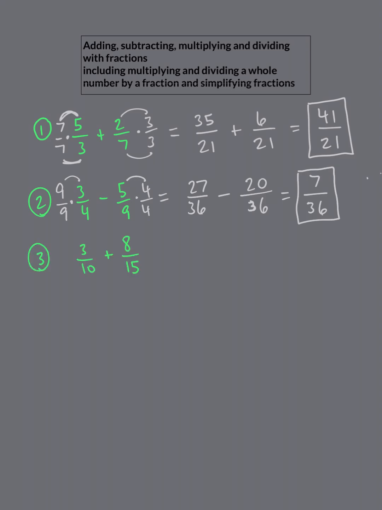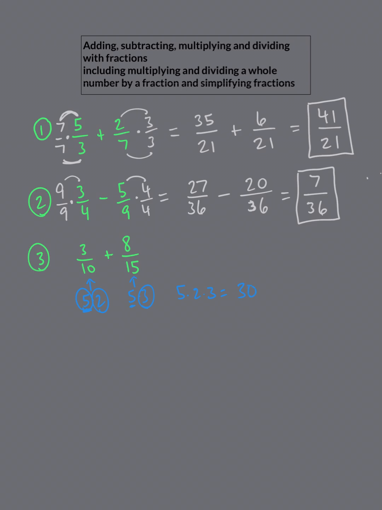The third example is 3/10 plus 8/15. Now 10 and 15 do have a common factor of 5. 10 is 5 times 2, and 15 is 5 times 3. I'll show you two ways to find the least common denominator. One way is to multiply all the factors together, so you'd only use a 5 one time since this one has a 5 as well. 5 times 2 times 3 is 5 times 6, which is 30, or 10 times 3, which is 30.